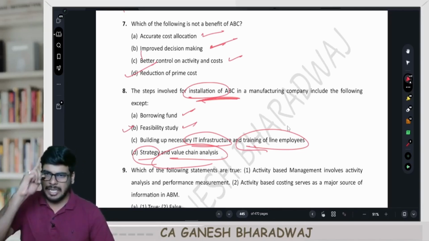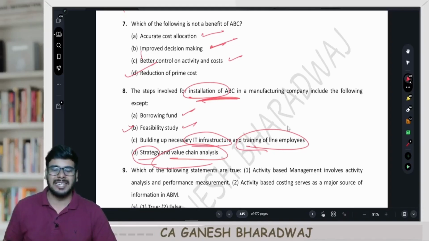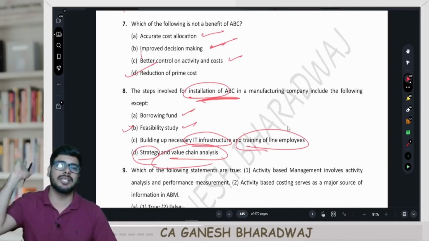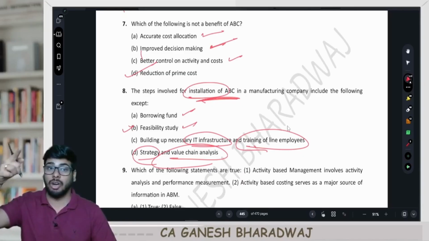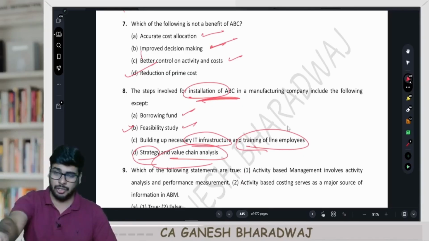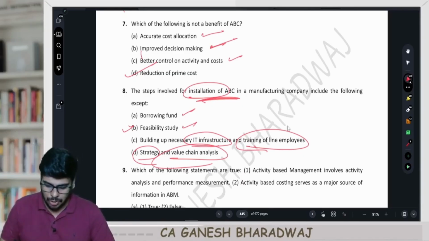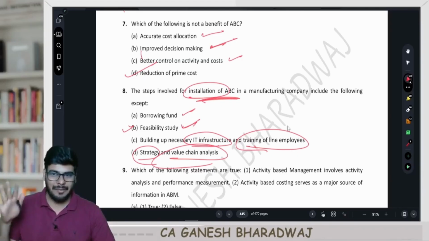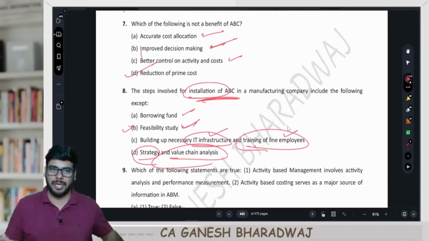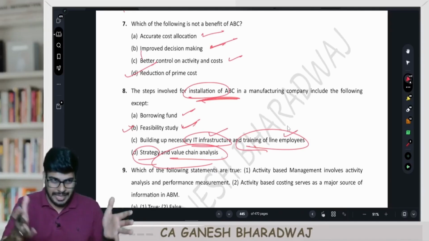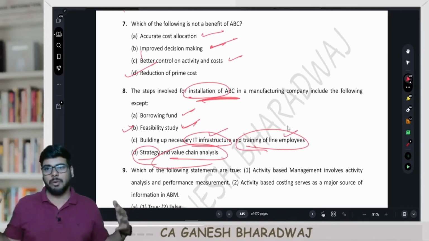The first one, definitely I should do a feasibility study. That is, is it worthwhile going for this ABC system or not? I told you, the cost collection exercise should not exceed the cost itself. Clear? I will do a feasibility study. Once having done that, I will develop the IT infrastructure and the training of employees. Yes, I need to train people, I need to teach them how this ABC works, how am I going to collect the cost from now on and all, right?